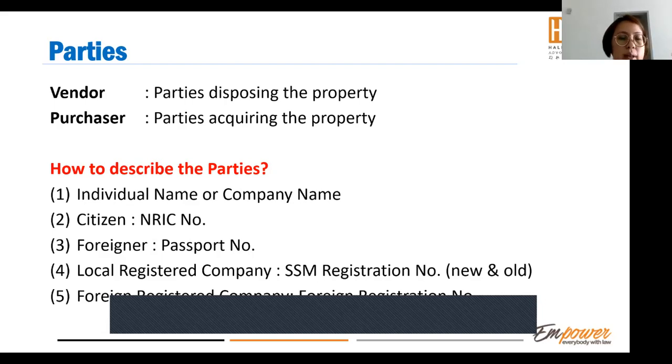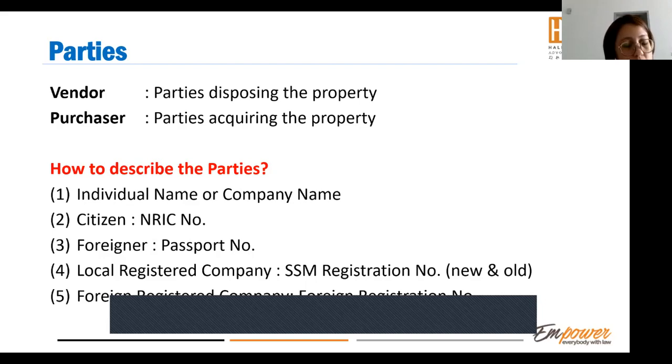Okay, first, you must put in the individual name, the purchaser name or the vendor name, or if they are a company, then you have to put in the company name, right? Okay, IC number. If they are Malaysian citizen, you need to put in NRIC number. Or if let's say they are foreigner, then we must put in passport number.